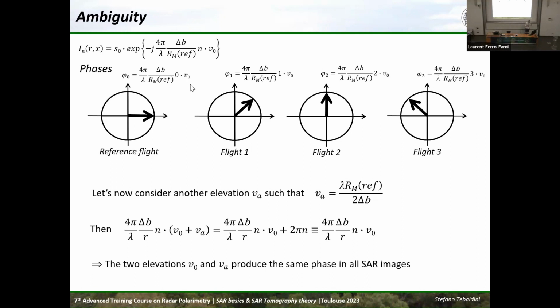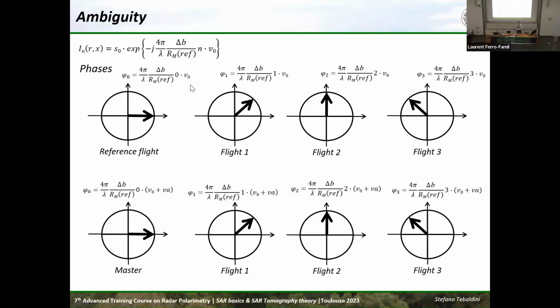Wonderful. But now let's consider another elevation that is given by this formula. Do not concentrate on this formula now. Let's just say that it is possible to get an elevation this way. I picked those numbers exactly because with this elevation, you get phases that are exactly the same as in the first case, up to an integer number of cycles, so up to an integer number of 2 pi's. And of course, when you measure an angle, if the angle is 0, or 2 pi, or 4 pi, or 6 pi, it doesn't make any difference, right?